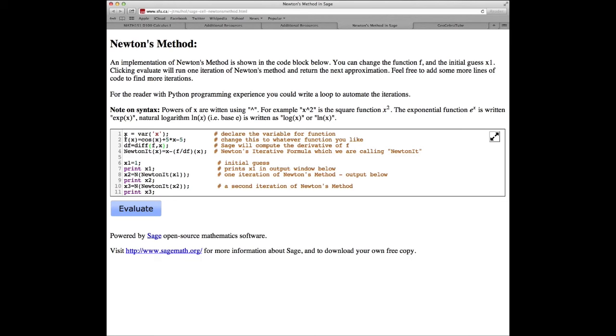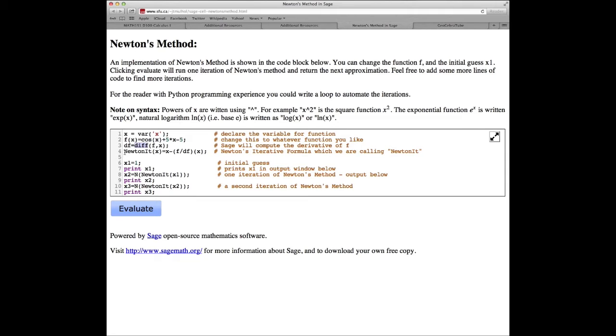So we've done an implementation of Newton's method in here. I've declared a variable, x. I've typed in a function, and this is the one we're going to look at, cos of x plus 5x minus 5. And then I've put in the Newton's iterative formula. Now, one of the things to notice is that I was able to use a diff command. What's the diff command? It's taking the derivative of f with respect to x. So here we're using a derivative command in Sage. So I'm asking Sage to compute the derivative of f with respect to x. And I'm going to call that new function df.